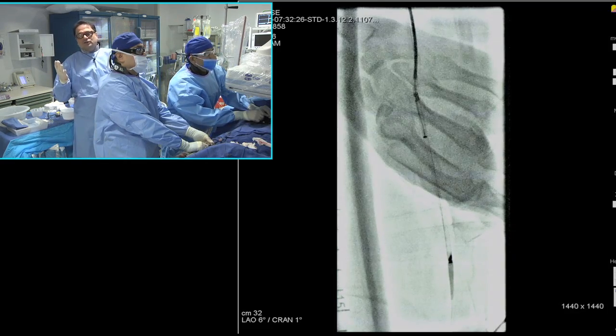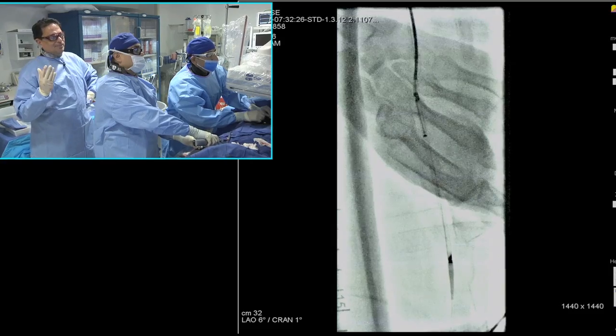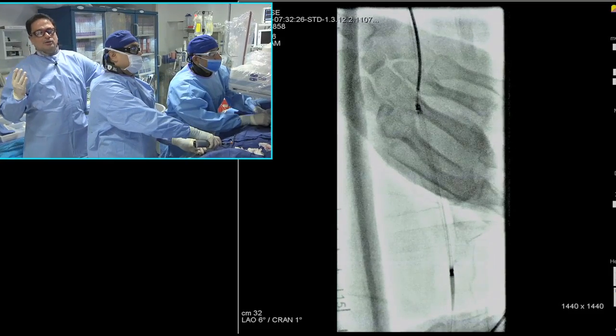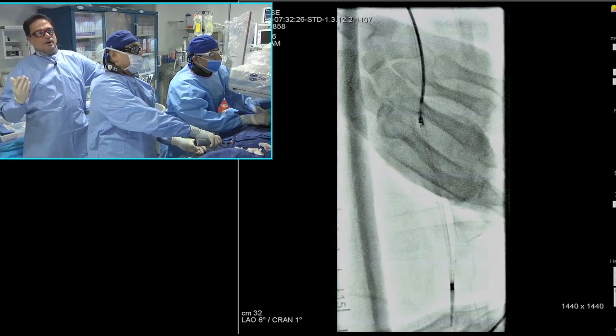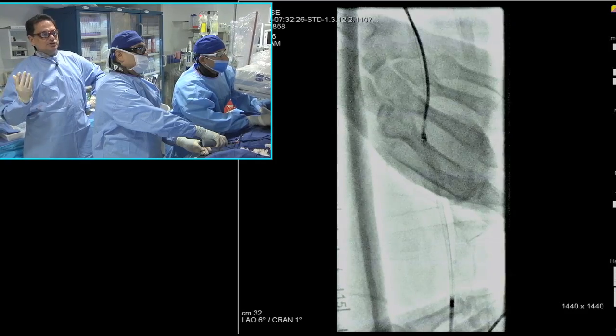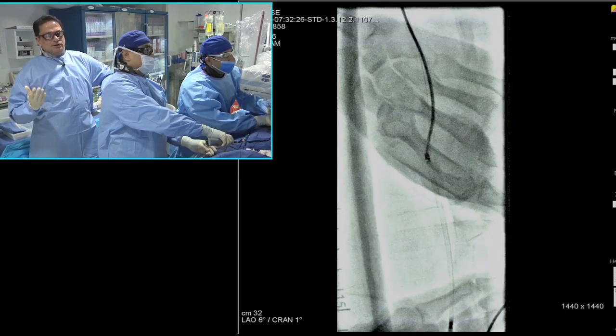And I get this question a lot. I've got to be honest with you, this is a very valid question. They're like, Prakash, your group published the data on adventitial injury with Silverhawk, and yet you continue to use Silverhawk.